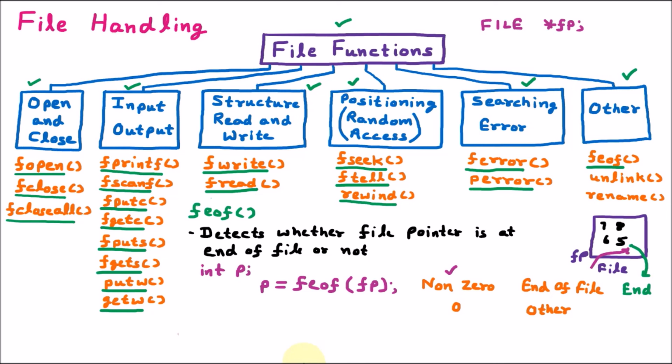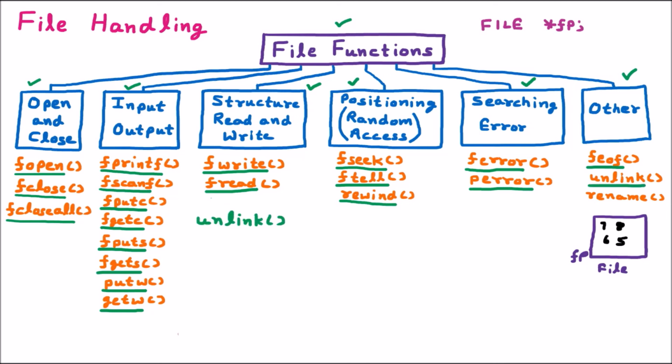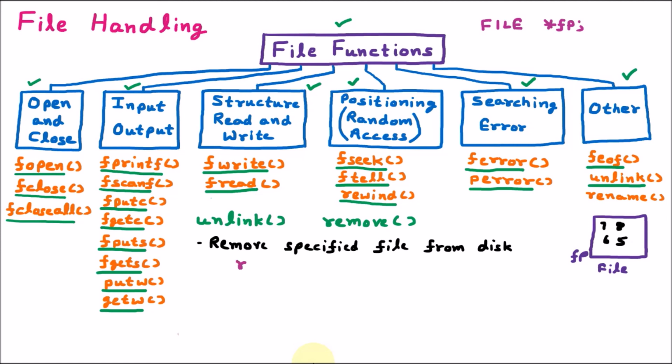The next function is unlink. This function is the same as the remove function. The unlink function or the remove function, they are used to remove the specified file from the disk. Let's say we want to remove a file, so simply we can use the function which is remove, or we can simply write unlink. In the bracket we can provide the name of the file. Let's say the name of the file is verma.txt. So by using that we are going to remove or unlink the file.